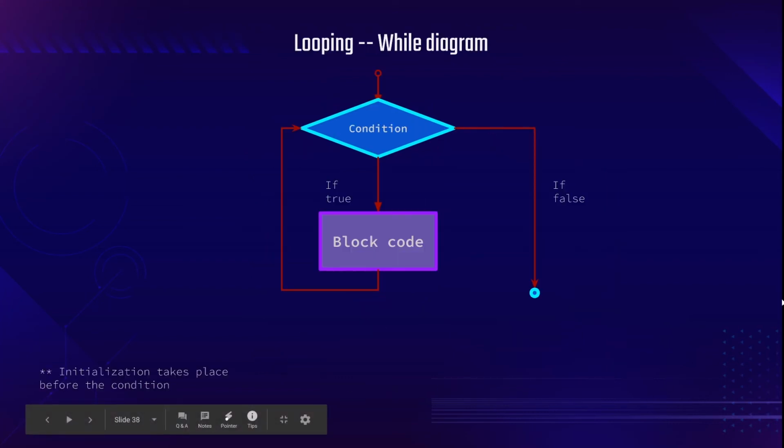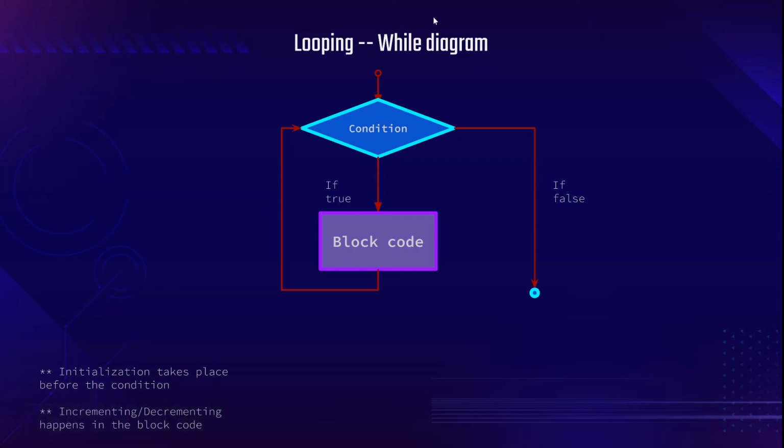So, let's talk about looping for a while, right? So, we just execute whatever's above. We have our condition. If it's true, we go into the block of code. And we keep looping and looping until it's proven false. So, important to note for while loops.